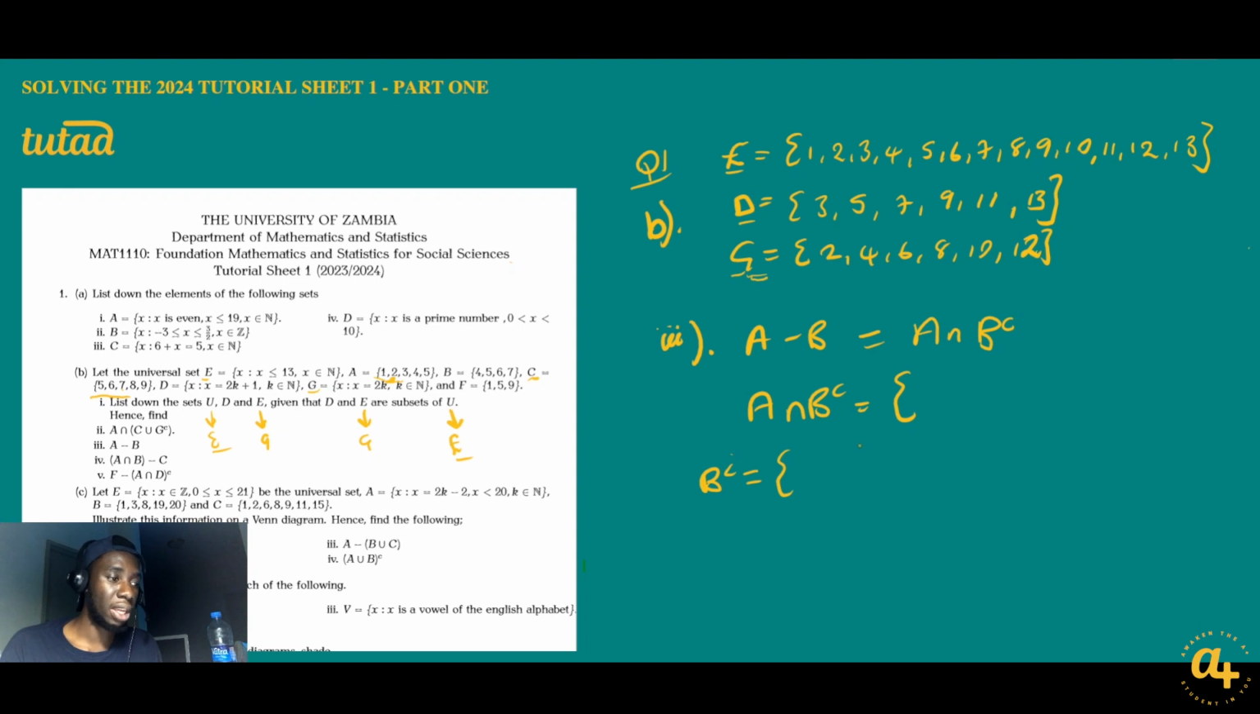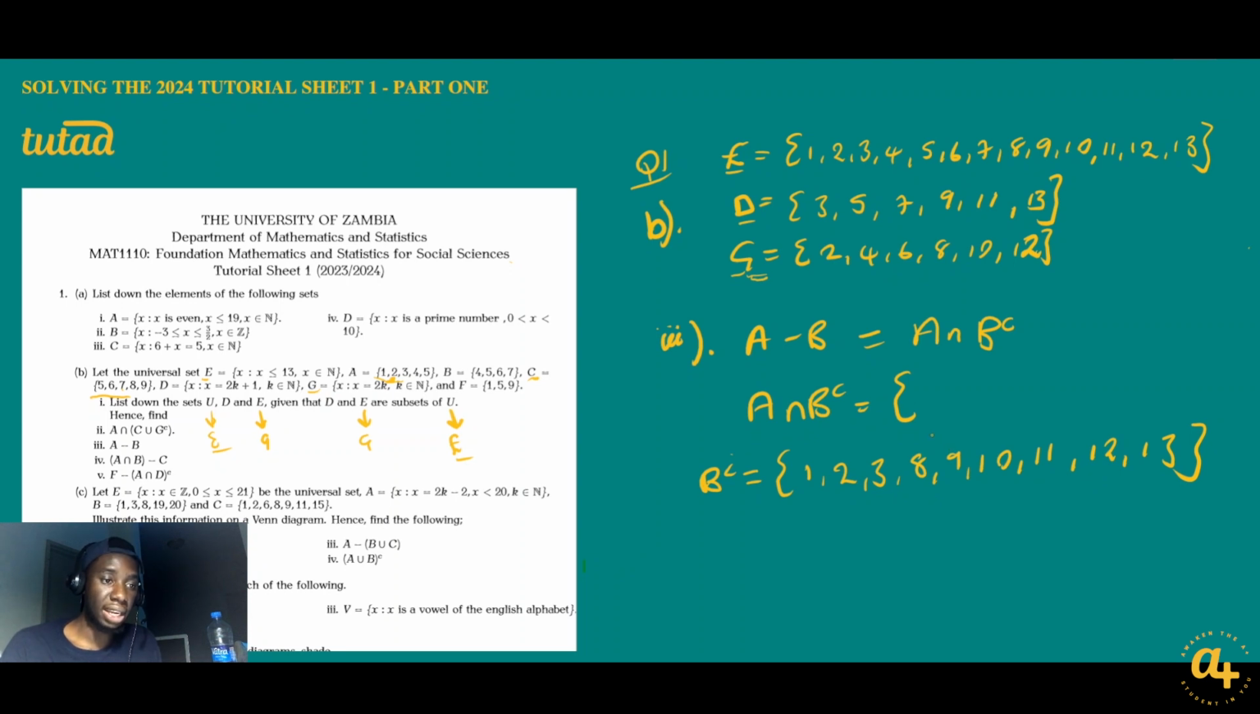B complement is just the set of all the elements that are not in the set B. And when we look at the question here, B is equal to 4, 5, 6, 7. So in B complement we are going to have 1, 2, 3. 4 is a part of set B, 5 is a part of set B, 6 is a part of set B, and 7 is a part of set B as well. Therefore, the next elements that are part of B complement are going to be 8, 9, 10, 11, 12, and 13. Alright, so this is our B complement.